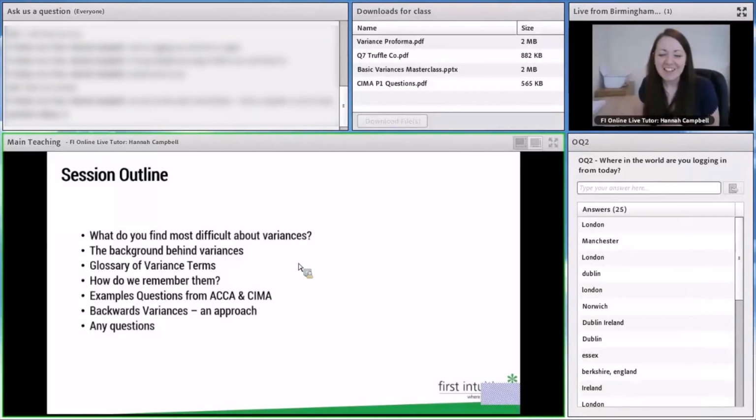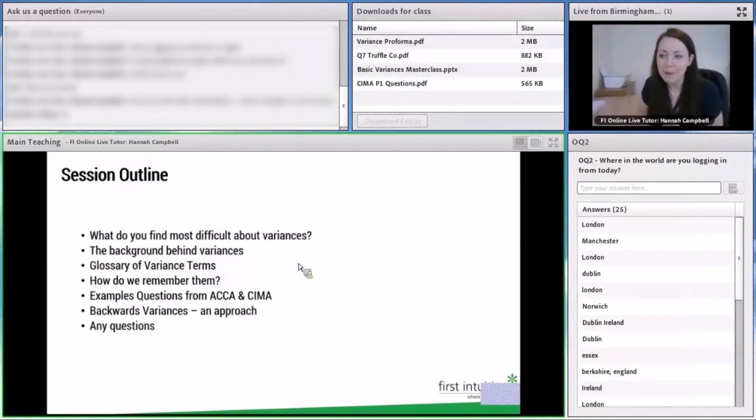We are then going to have a look at some example questions. So I've got an ACCA question, and then I've also got some shorter CIMA questions, although these would absolutely apply to ACCA as well, because you could get some objective test questions in your PM paper in section A or section B, shorter style questions just like you would get in CIMA.